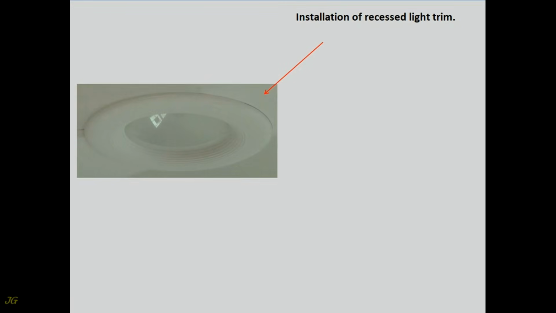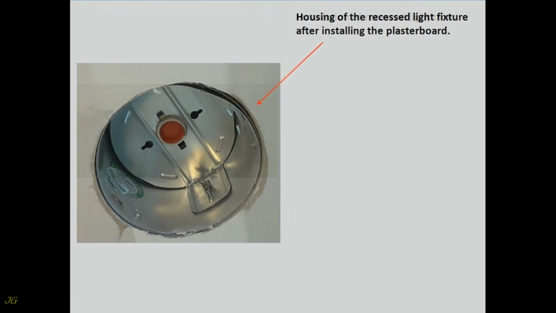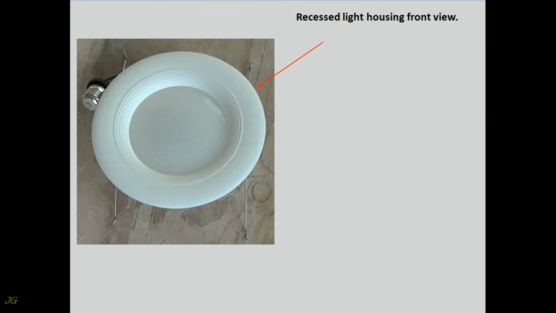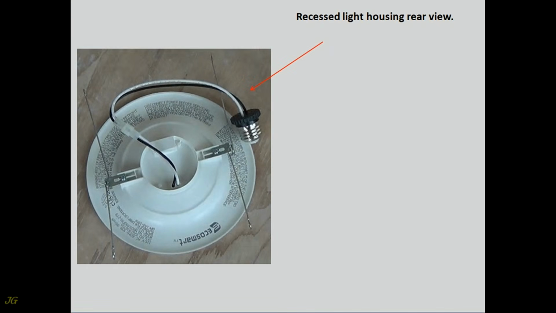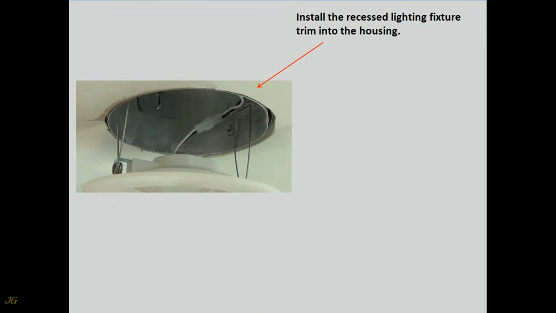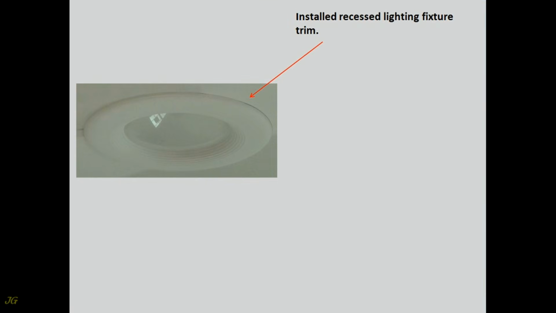Installation of recessed light trim. Housing of the recessed light fixture after installing the plasterboard. Recessed light housing front view. Recessed light housing rear view. Install the recessed lighting fixture trim into the housing. Installed recessed lighting fixture trim.